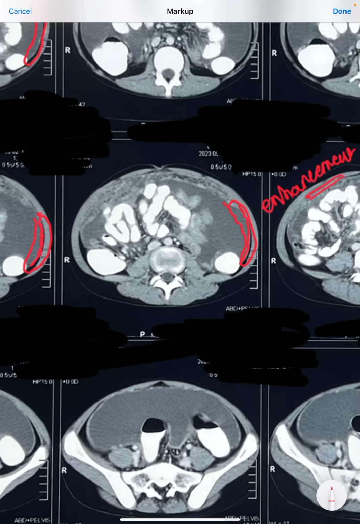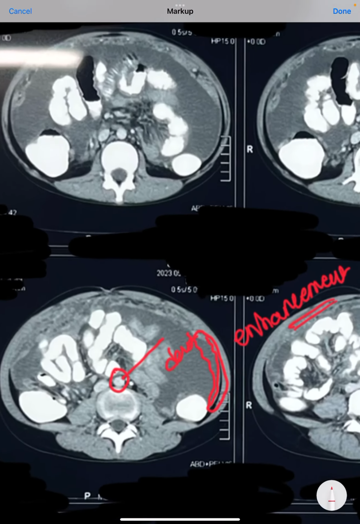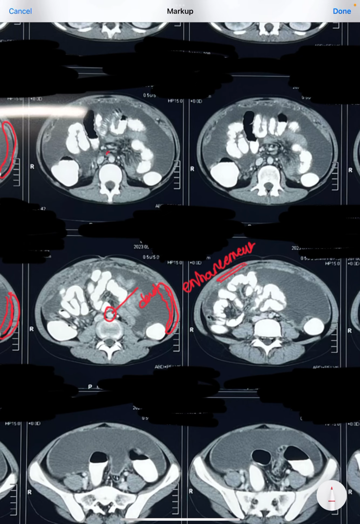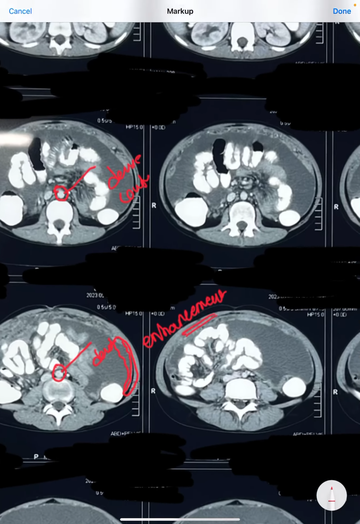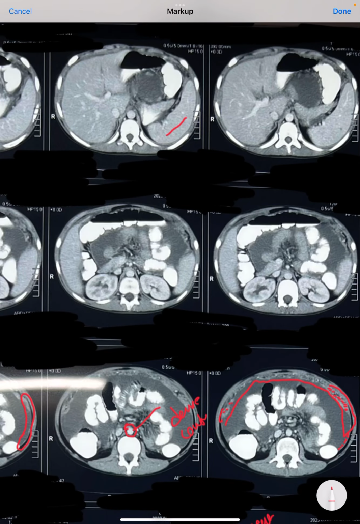But after giving contrast, in this image, we can see this is the aorta, and the aorta looks dense white. The dense whitishness is because of the presence of contrast in the blood vessel. It means the contrast is given. So this is post-contrast imaging showing enhancement of the peritoneum and nodularity. All of this peritoneum is showing whitish enhancement, which was not there earlier, around the liver margins and around the spleen margins.